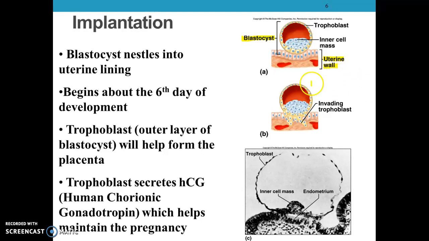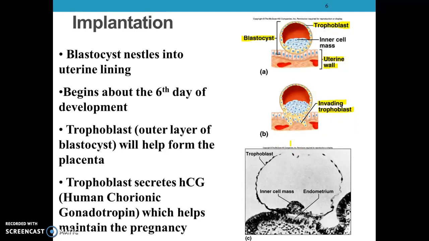We can see the outer layer of the blastocyst is called the trophoblast. That's pretty important. I would know that. Trophoblast is the outer layer of the blastocyst. As soon as it comes in contact, you can see right here it says the invading trophoblast. It forms these almost finger-like projections that are going to go into the endometrium. They're going to embed into the inner lining of the uterus, and that's where implantation occurs. That's where they kind of fuse and grow together. So the trophoblast will help form the placenta. Some of these invading cells are going to become the placenta, and we'll talk a lot more about that in a little bit.